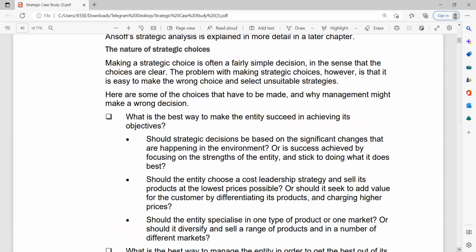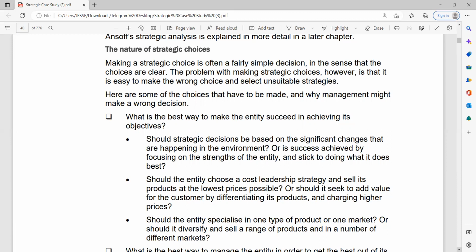The nature of strategic choices. What is the nature of strategic choices? Making a strategic choice is often a fairly simple decision in the sense that choices are quite clear. Choices are clear, right? So you have the choices in front of you. It's up to you to assess them and select the best or preferred option.